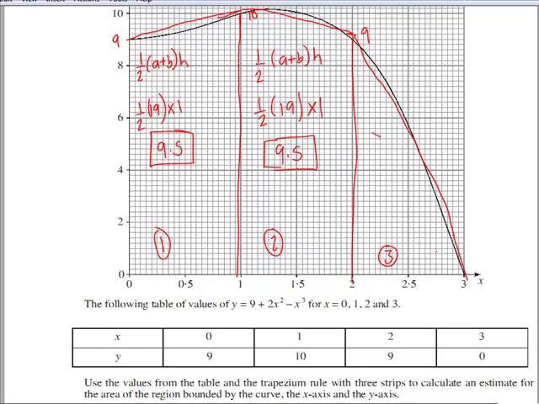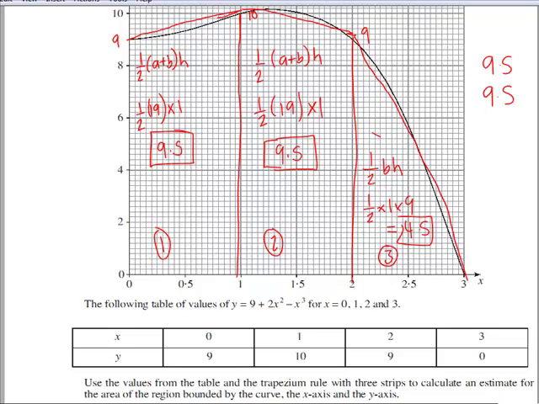And finally, we have a triangle of a base of 1 and height of 9. So it's a half base times height, which is a half of 1 times 9, which is a half of 9, which is 4.5.